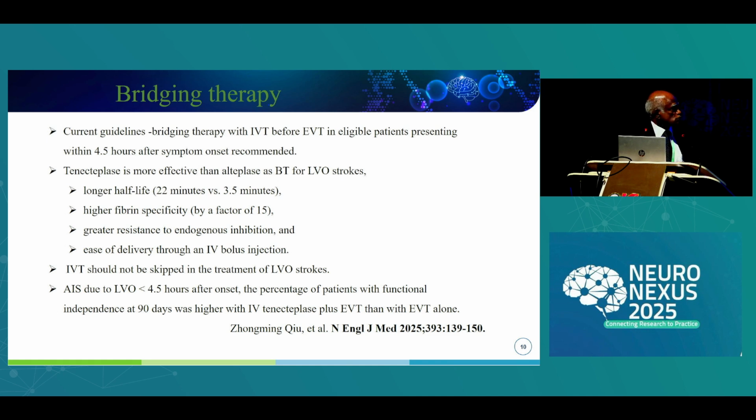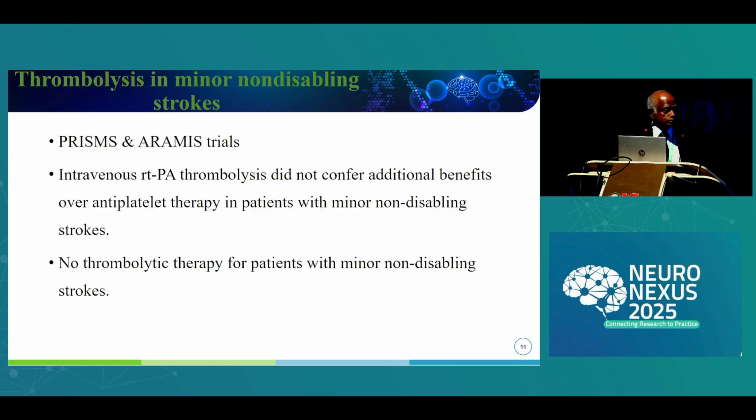Intravenous thrombolysis should not be skipped in the treatment of large vessel occlusion strokes, in acute ischemic stroke patients presenting with LVO less than 4.5 hours after onset. The percentage of patients with functional independence at 90 days was higher with the bridging therapy than with direct thrombectomy alone.